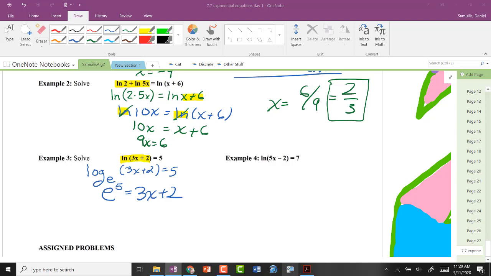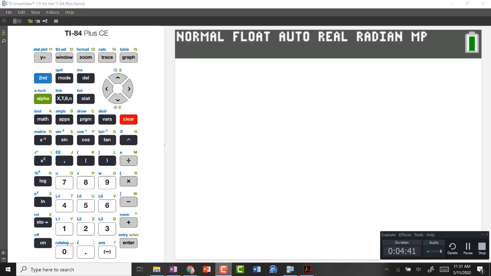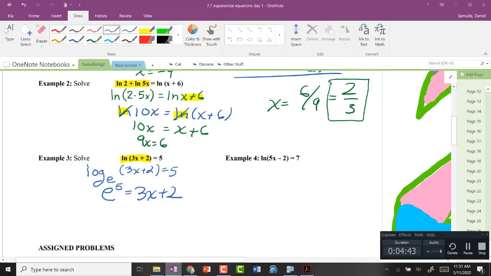And this takes a while, so I'm going to pause it, although you don't know that I pause things. Okay, so my calculator is now open. I am looking to figure out e to the 5th.